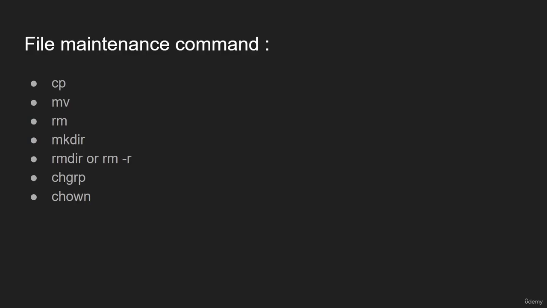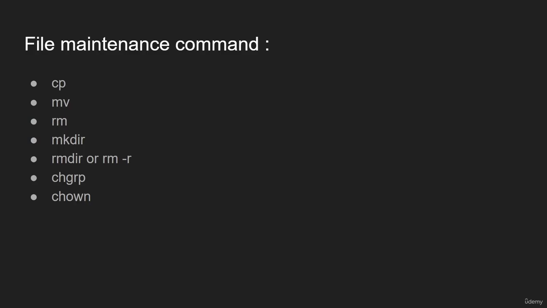The first command, cp, basically copies the existing file into a new file. The mv command basically moves your current file to another directory or another user. The rm command is basically used to delete the file. And mkdir command of course creates a directory, which will be empty by default. The next command is rmdir or rm -r.